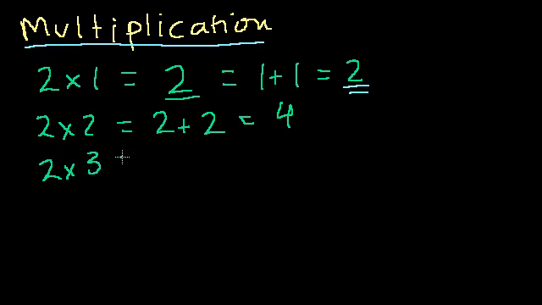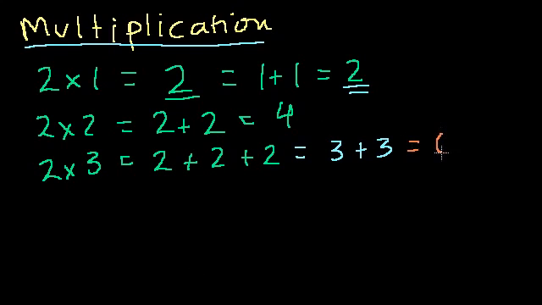What's 2 times 3? 2 times 3 is equal to 2 plus 2 plus 2. It can also be equal to 3 plus 3. We learned in the previous video that this statement can be written either of these ways. And in either case, what's it equal to? Well, 3 plus 3 is the same thing as 2 plus 2 plus 2, and that's equal to 6.